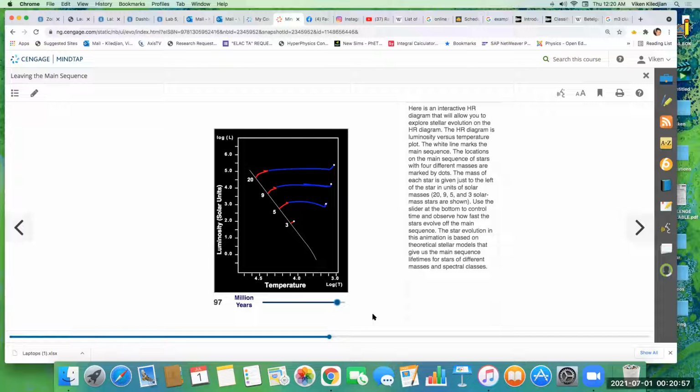Right? So what is our life? Our life is 60 years, 80 years, 90 years. It means nothing. Stars laugh at us. This 5 solar mass star will live 97 million years. And our sun will live almost 10 billion years. And then the 3 solar mass stars are starting to die. You see?